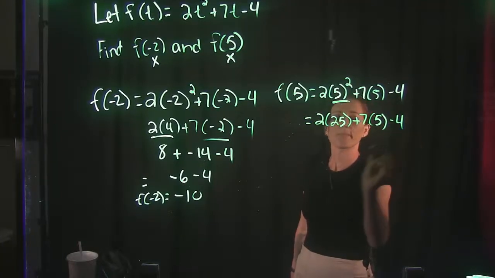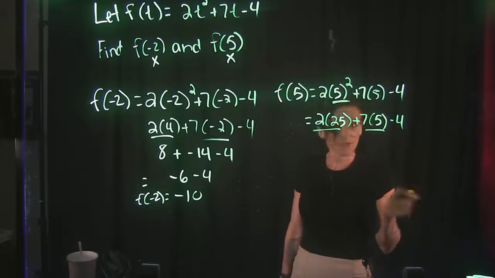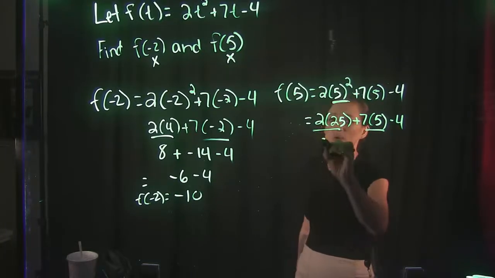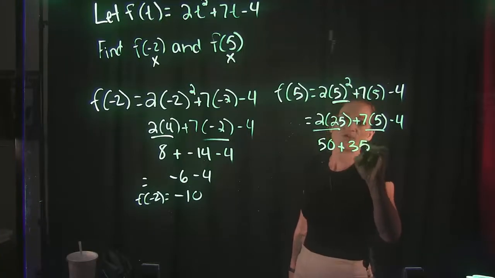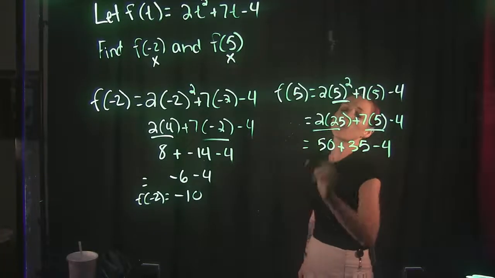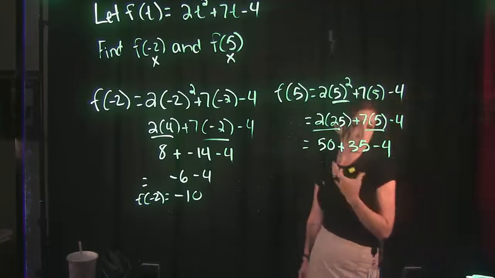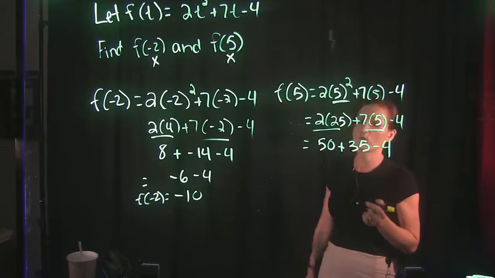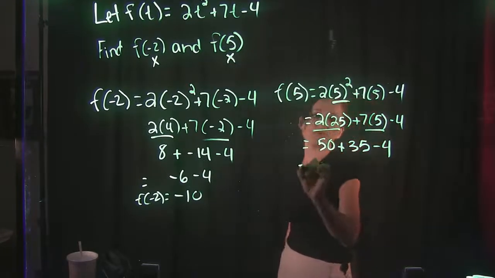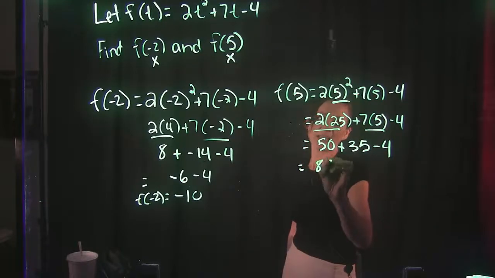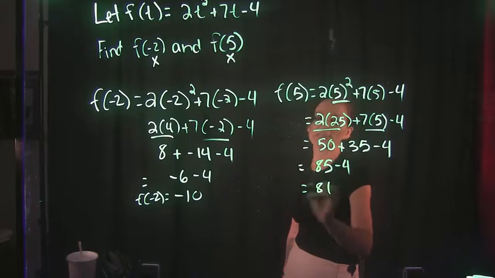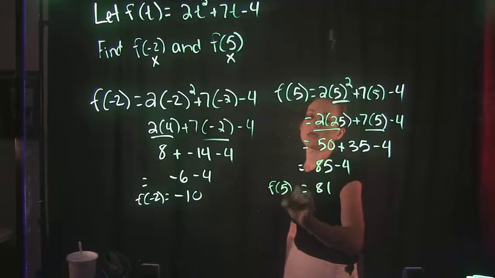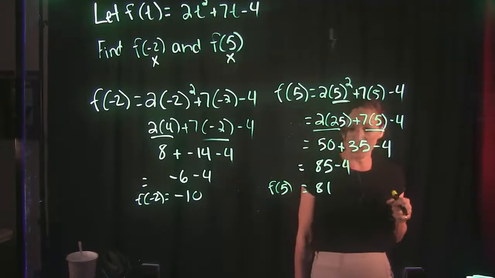and we're going to drop everything else down. We're going to multiply before we add or subtract, so 2 times 25 is a 50, plus 7 times 5 is 35. And then all we have is addition and subtraction. So according to order of operations, we can do that in order from left to right. So 50 plus 35 is an 85. And 85 minus 4 is an 81. So that means f of 5 is equal to 81.